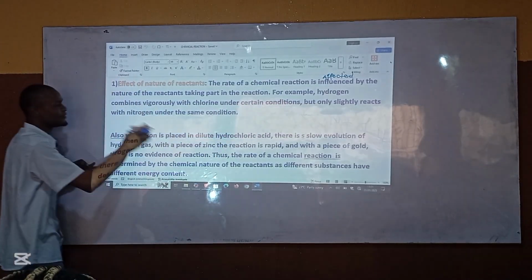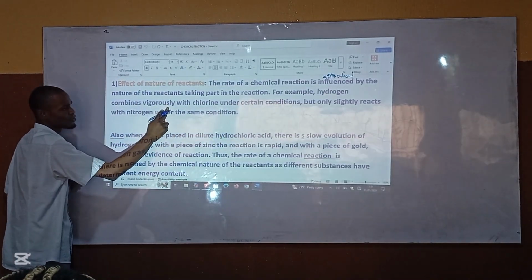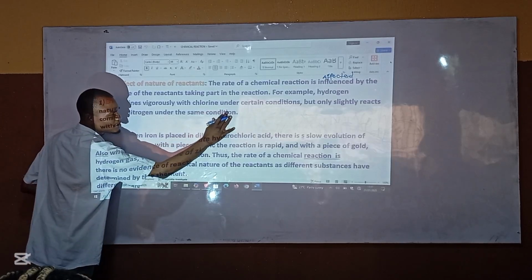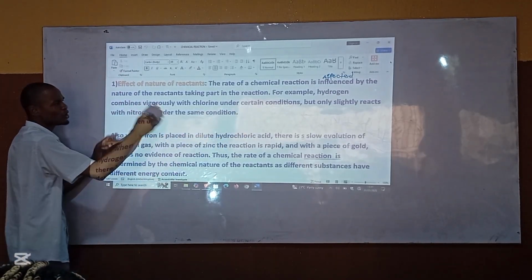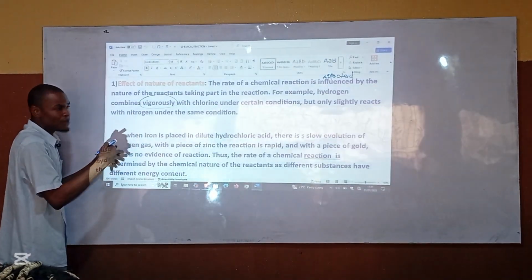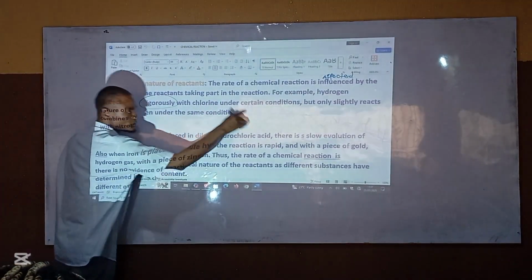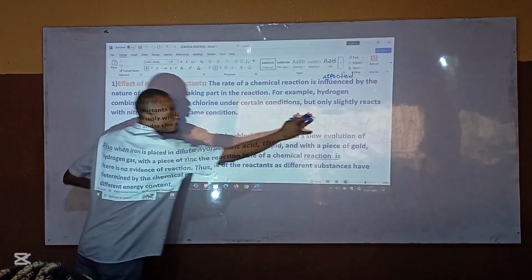For example, under certain conditions, hydrogen and chlorine will combine vigorously, very fast. Under certain conditions. But under others, they combine only slightly.